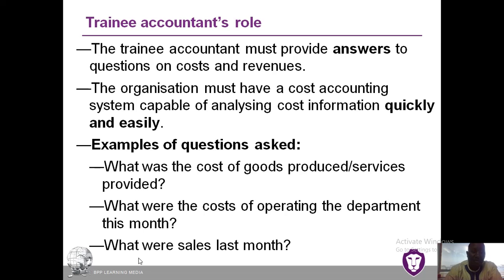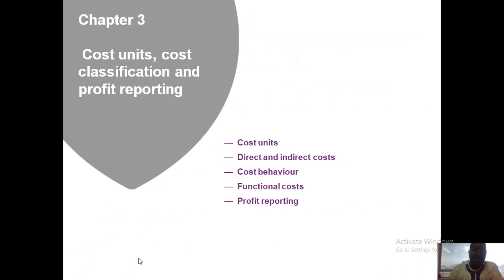So examples of questions that are asked to a trainee accountant: what was the cost of producing these goods? What was the cost of providing a service? What were the costs of operating a department this month, and what were the sales last month? So trainee accountants are more like account clerks who add up all these figures and then give the information to managers, and it will be up to the managers to make those appropriate decisions.